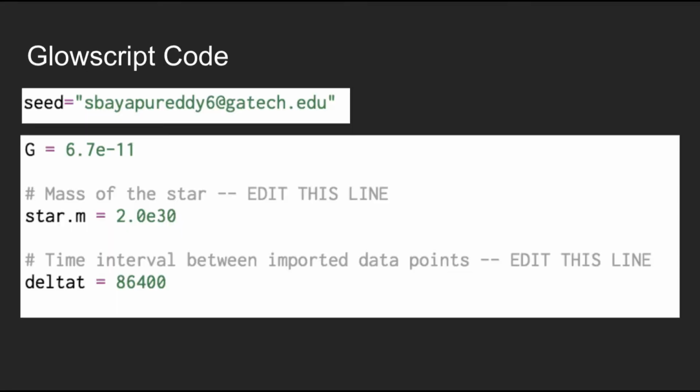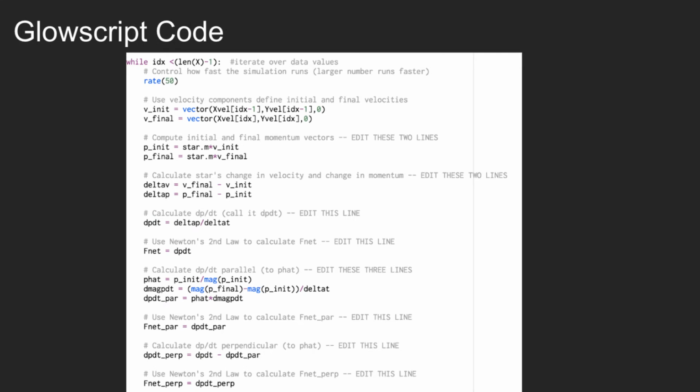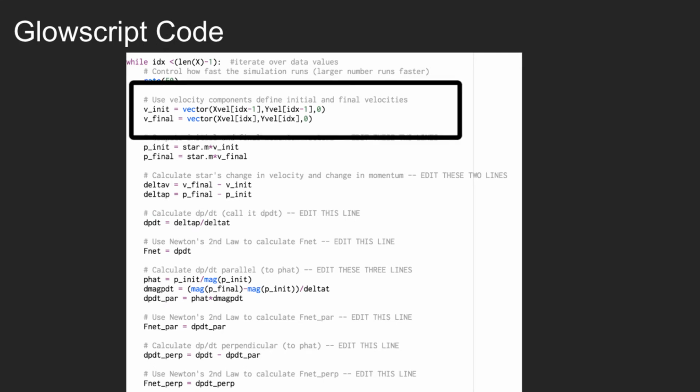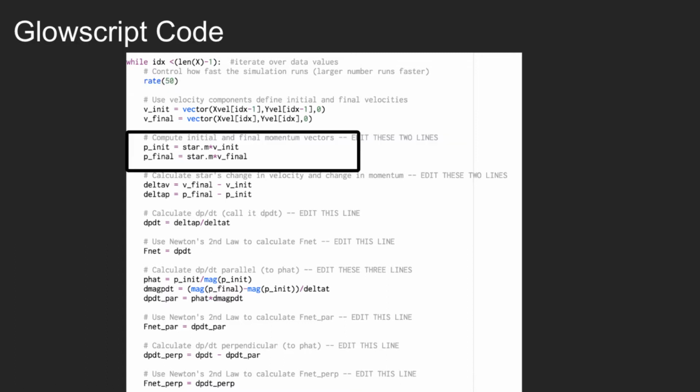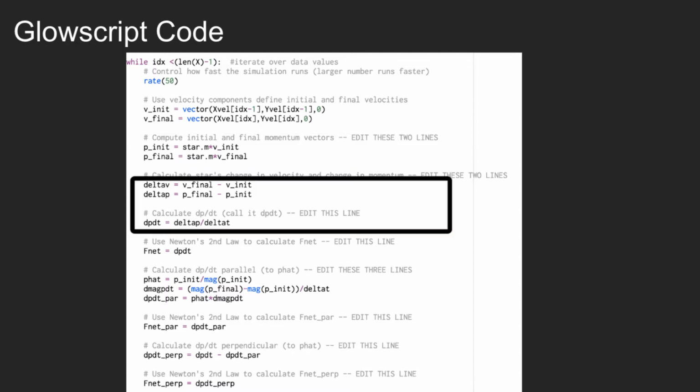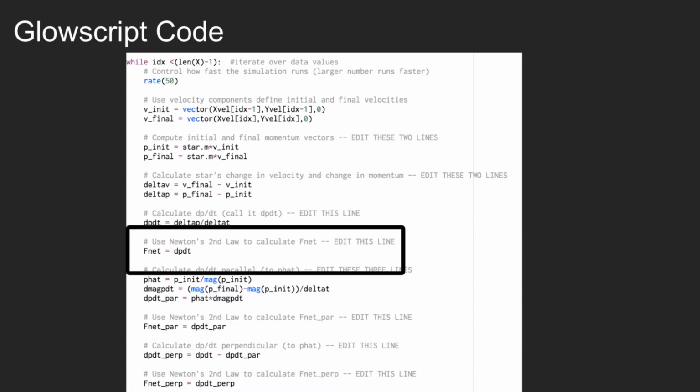Okay, so for the GlowScript code, there were several things we had to add. First, our G value, our mass of the star, and then our time interval. Once these variables are in, we can then add our equations. So first, we find the initial velocity and the final velocity. Then we find the initial and final momentum by multiplying the star's mass by the initial and final velocity. We can then use this to find the rate of change in momentum by subtracting initial from final momentum and dividing by our time. And according to Newton's second law, our F net is just our dp/dt.